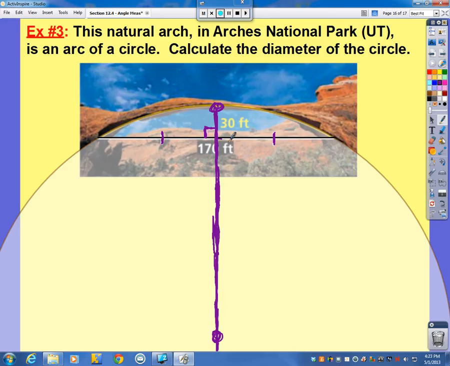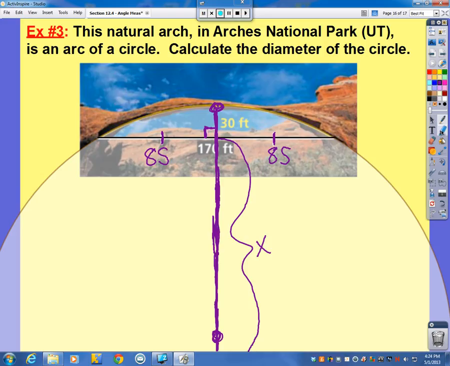Now here's the thing. I've got to figure out what the rest of this is. I know part of the diameter is 30 feet. I don't know the rest of it. So I'm going to call the rest of it x. So x plus 30 is going to give me the full diameter. Now the 170 is the length of the whole chord. And again, I said it's being bisected. So we cut it in half, and it's 85 and 85.